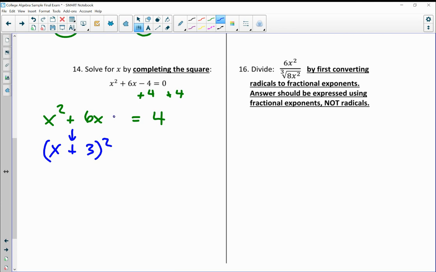3 squared is 9. Okay, so we introduce that to the left side up here. Whatever we introduce to the left, we have to introduce to the right. Okay, so now we have the x squared plus 6x plus 9. That becomes x plus 3 squared. And then 4 plus 9, that gives us 13. So now this is the equation we're trying to solve. X plus 3 squared equals 13.